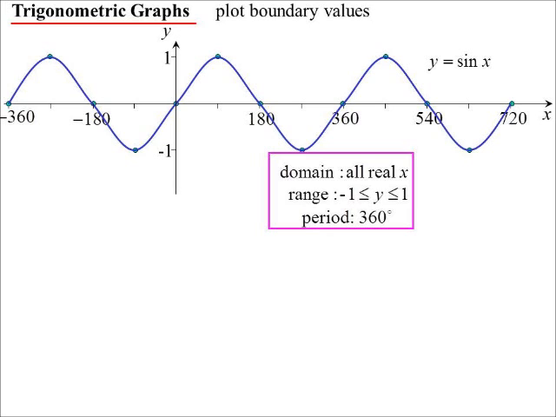All right. Domain, all real x. There's no breaks in the sine curve. Range, between minus 1 and 1.